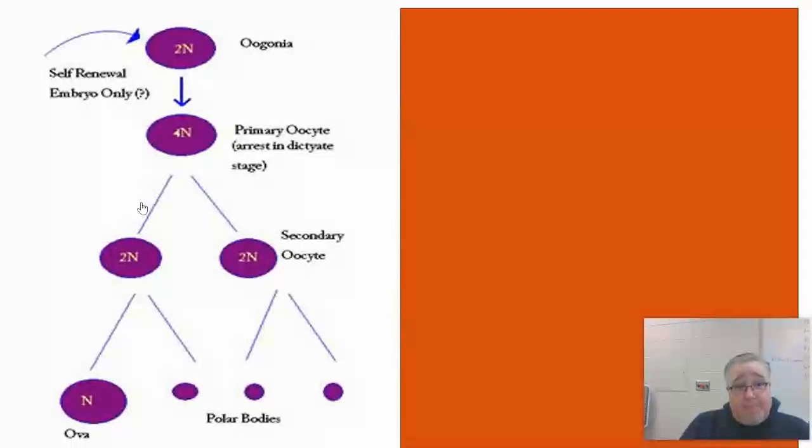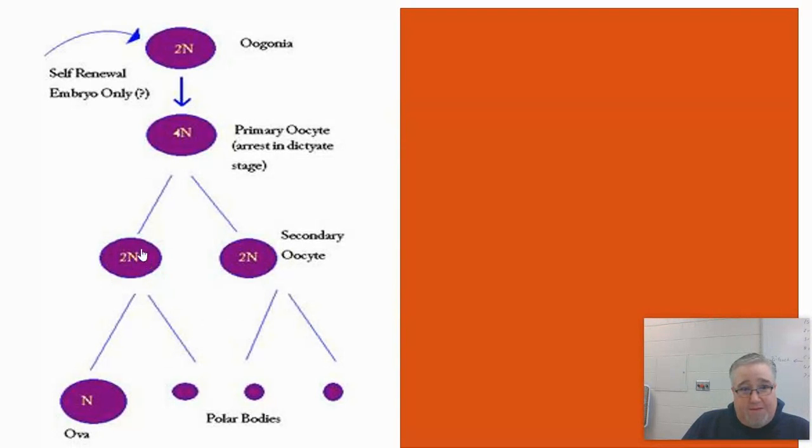Once that primary oocyte divides, then we have 2 secondary oocytes. Oocytes are a big fancy word for egg cells. They're going to become egg cells. Now then we have our second cell division. This is meiosis 2. You'll notice something kind of strange that happens.